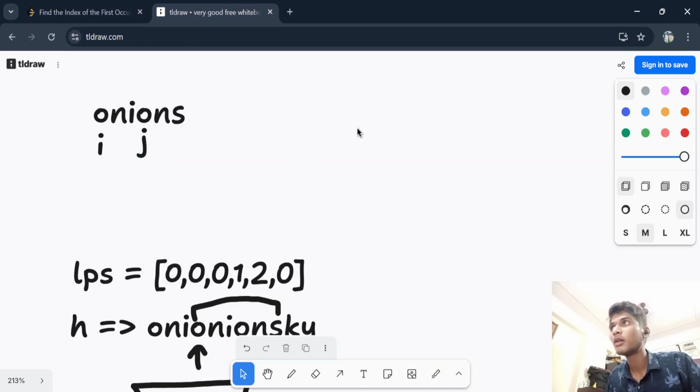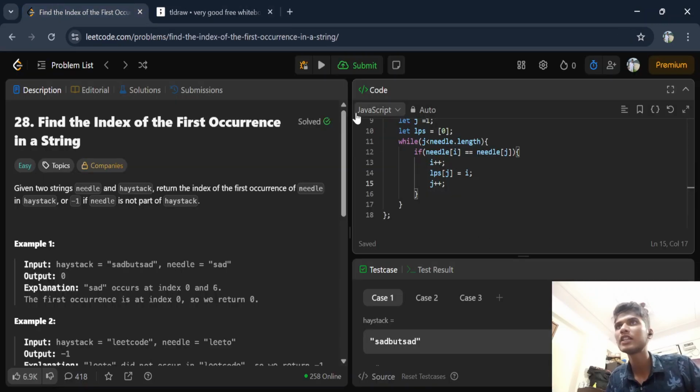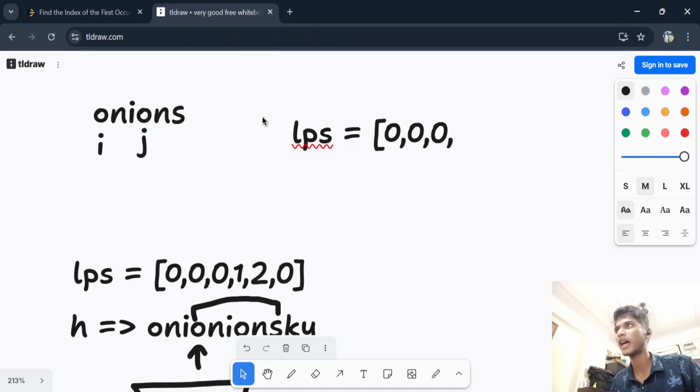So I will do what? My LPS of j. My LPS was this initially, but LPS of j is at which index? j is at the 4th index. So LPS of j is equal to i. Suppose they are equal. Initially this was the array, 0, 0, and now j is at the 4th index and it is equal to i.